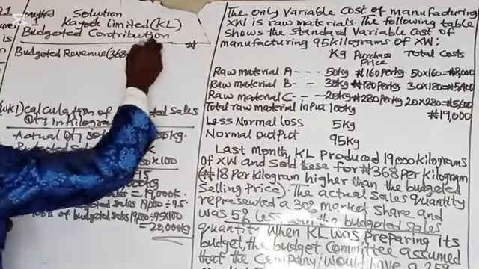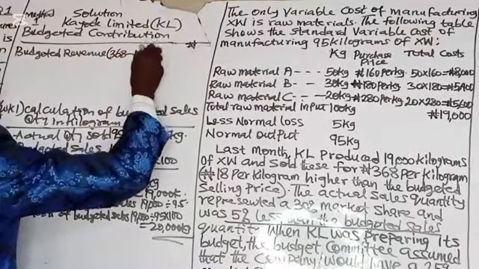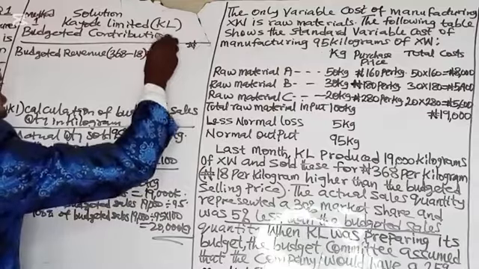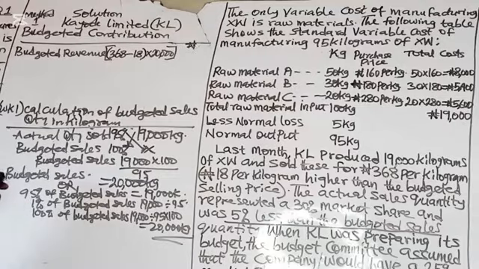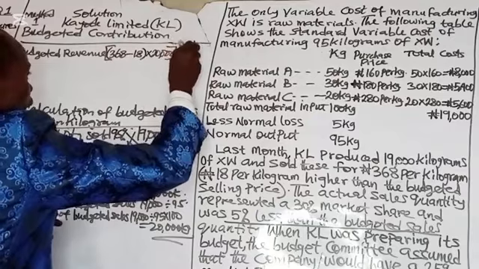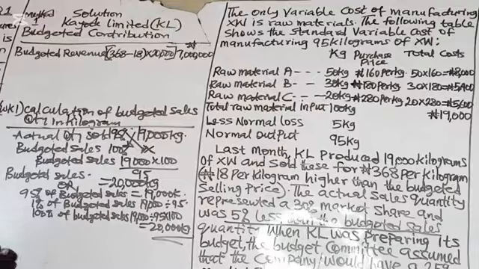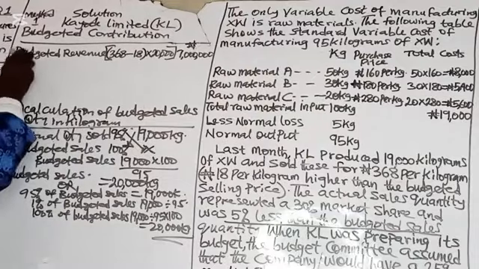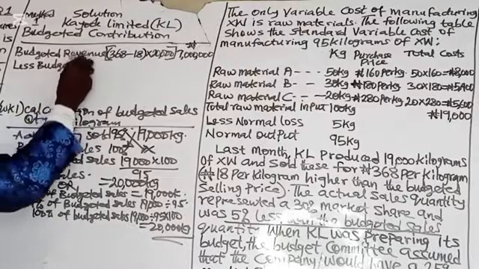Therefore, budgeted revenue will be the standard selling price times 20,000. If you subtract 18 from 368, then you have 350. 350 times 20,000 gives us 7 million naira. That is the budgeted sales revenue, less the budgeted variable cost.